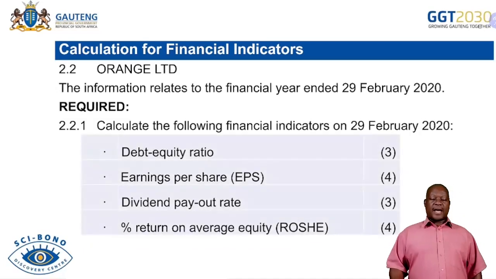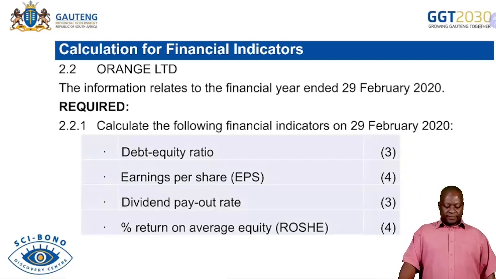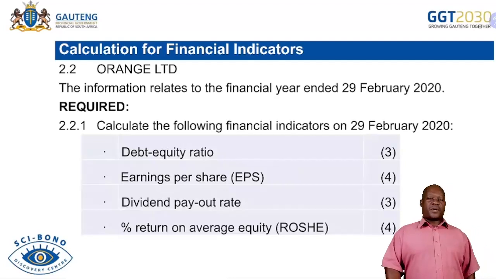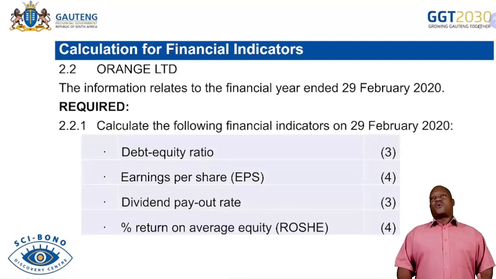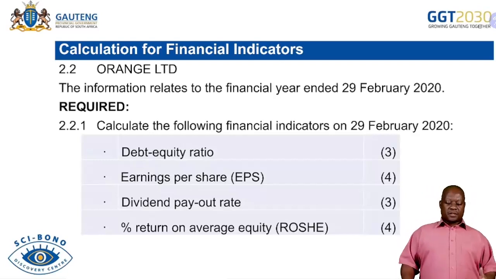And then these are the indicators that you are required to calculate: the debt equity ratio, earnings per share, dividend payout rate, percentage return on shareholders' equity. These are common ratios when it comes to examiners. They need them. They look for them. They are always asking you to calculate these. So please always remember.